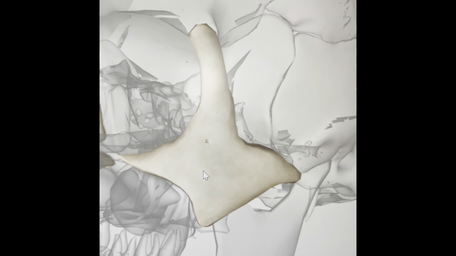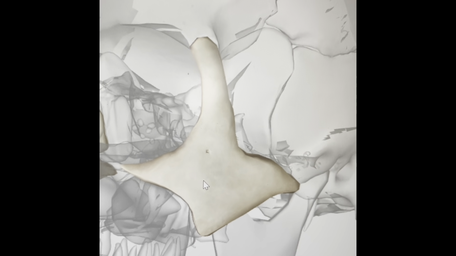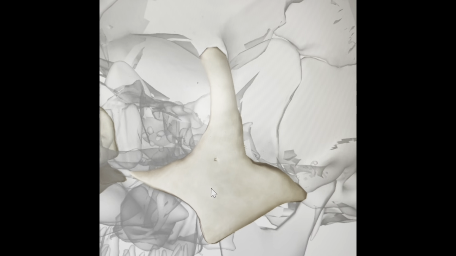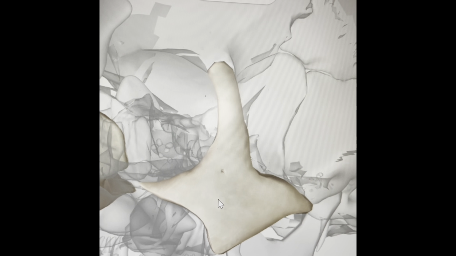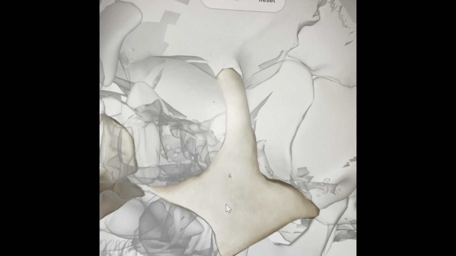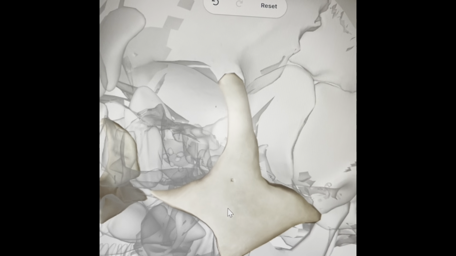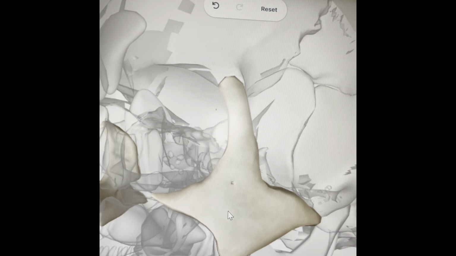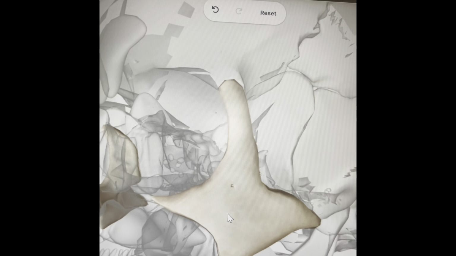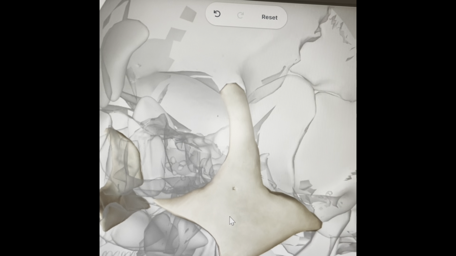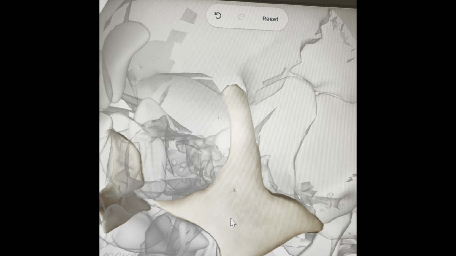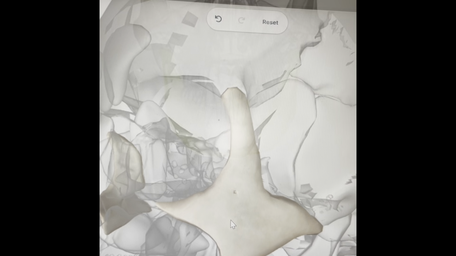The zygomaticofacial foramen is 1 or 2 openings on the facial surface of the zygomatic bone near its orbital border. It can sometimes be absent. This opening leads into the zygomaticofacial canal and is a passage for the zygomaticofacial nerve and zygomatic blood vessels.